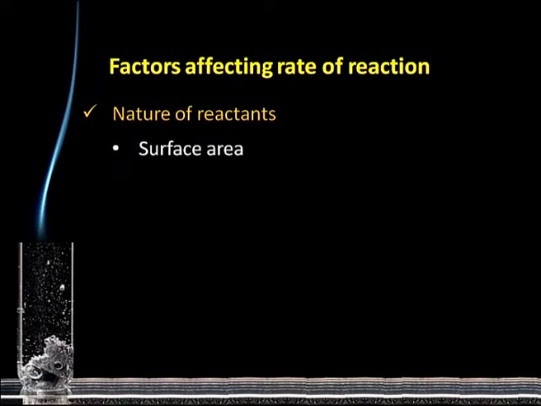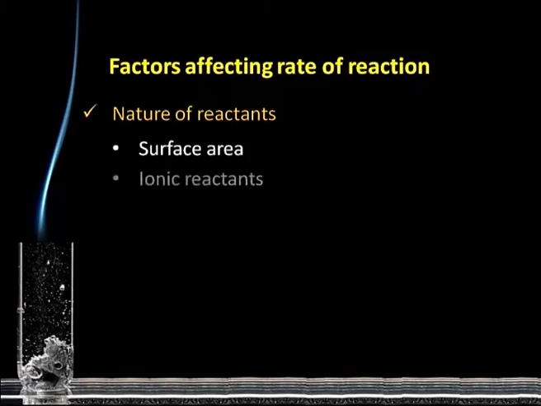Let us look at some of the factors that affect the rate of reaction. One is the nature of reactants. If I have a solid reactant, surface area comes to my mind, because if I use granular reactant and compare the rate at which that reacts with a powdered form of the same reactant, I see the difference. Surface area matters a lot. Surface area gives us higher area of contact between the reactants.